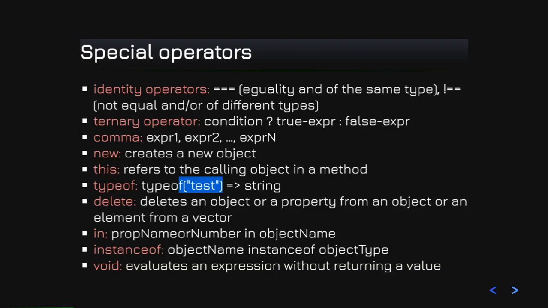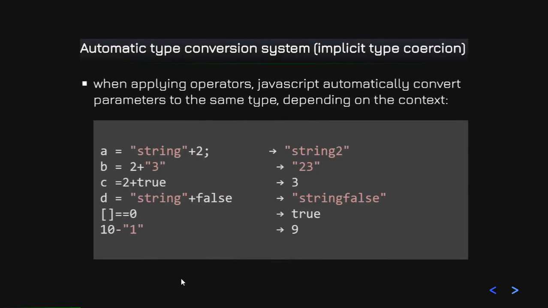We have the in operator, which checks whether this property name or this property number belongs to this object. We have instanceof, which checks whether this object is an instance of this class. And we have void, which evaluates an expression without returning a value. I've already told you about the automatic type conversion system, which is also called implicit type conversion. I think all dynamic weakly typed programming languages have an automatic type conversion system, including Python, PHP, also JavaScript.